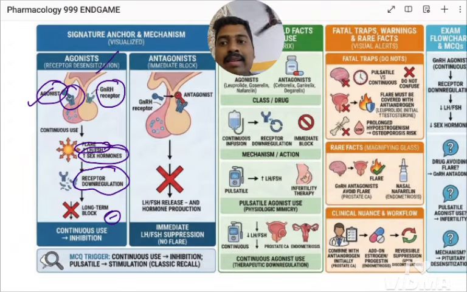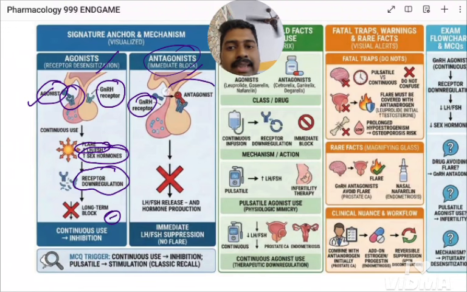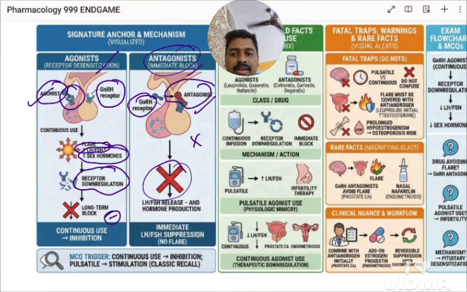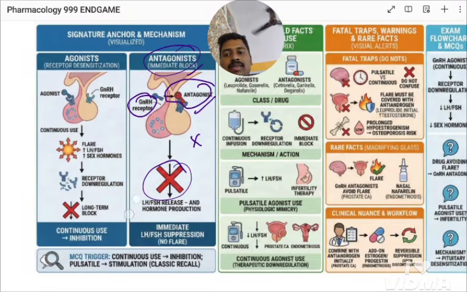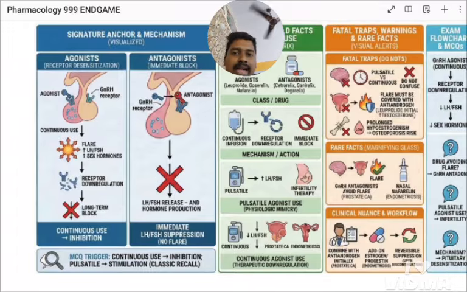Okay, so it causes something known as receptor desensitization. Whereas antagonists are used for immediate block. Let's say this is the GnRH receptor and this is a GnRH receptor antagonist. There will be immediate block, and LH and FSH release is prevented. So this is how it is. An agonist will stimulate and cause delayed block, but an antagonist will cause immediate block. Continuous use causes inhibition, pulsatile use causes stimulation. So this is what happens in physiology.